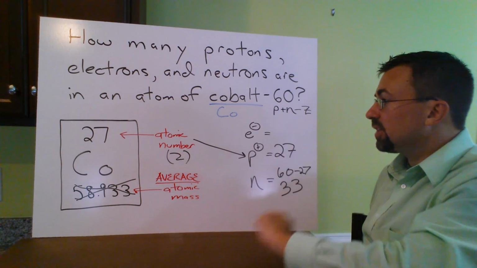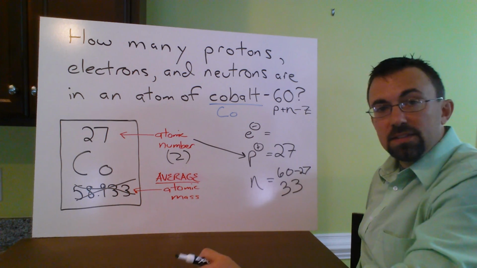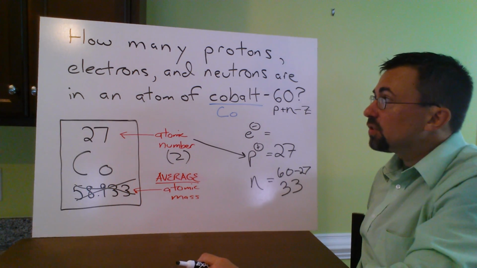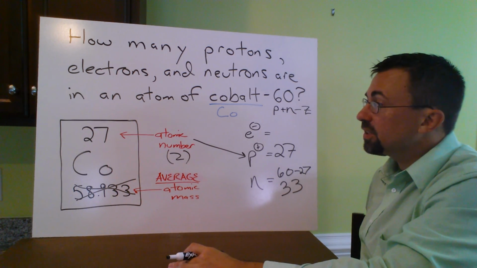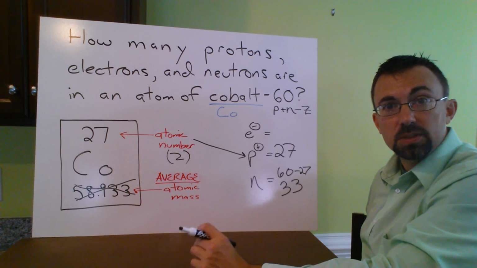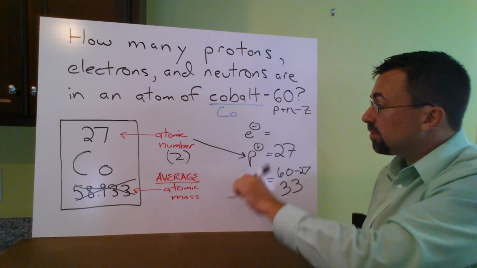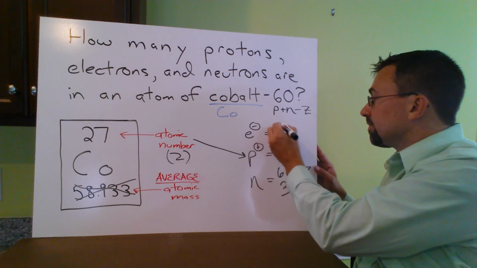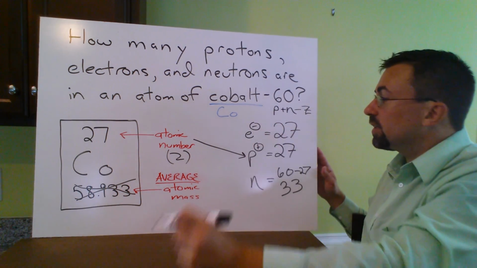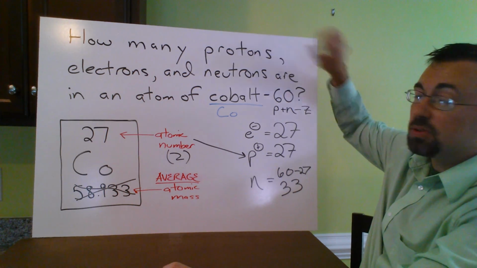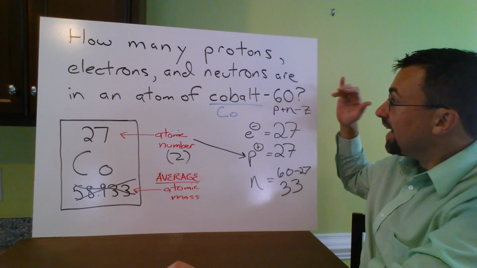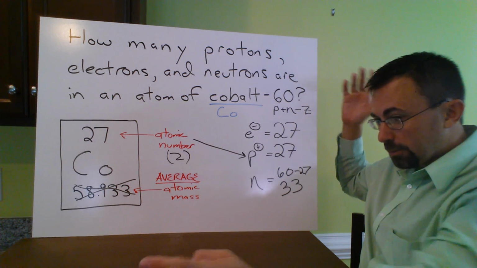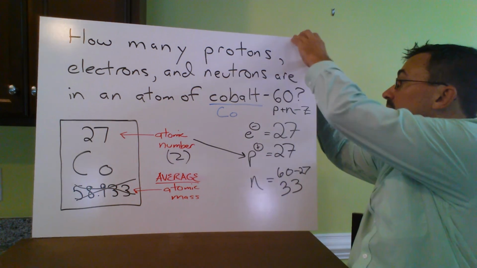The last one is electrons. Protons and electrons have equal and opposite charge. So if they tell us nothing about the charge, which they haven't in this problem, we assume that the charge is nothing. We assume it's neutral, and if that's the case, the number of protons and electrons would be equal. So the answer to this question would be 27 protons, 27 electrons, and 33 neutrons are in an atom of cobalt-60. Hopefully that was pretty straightforward.